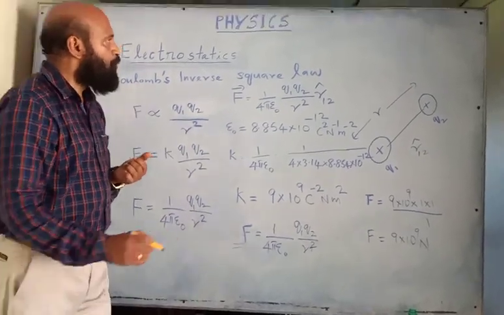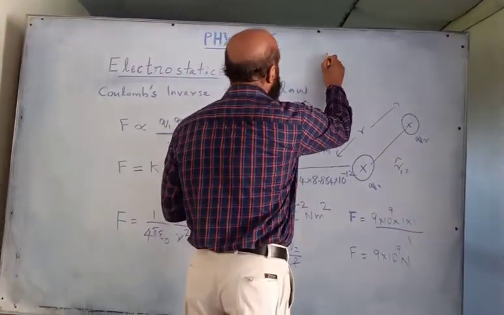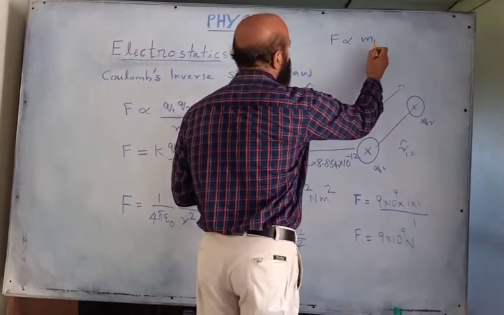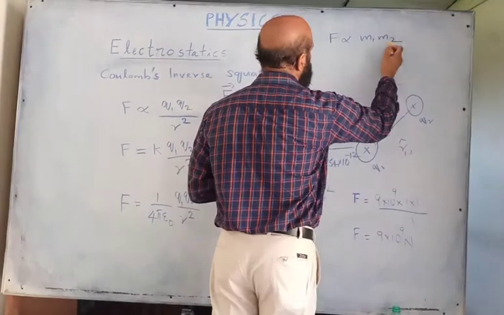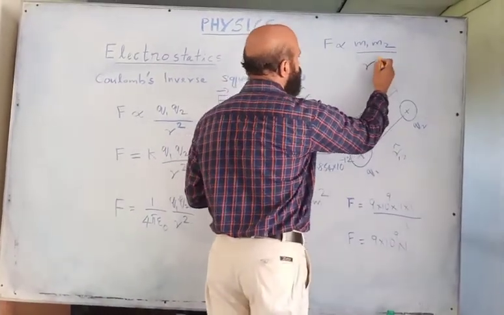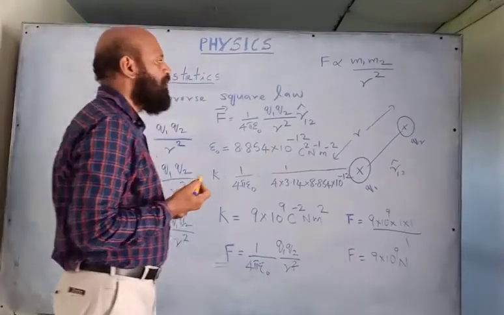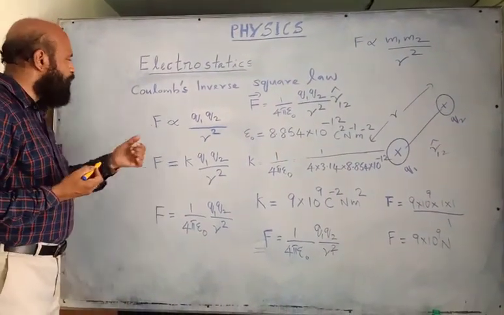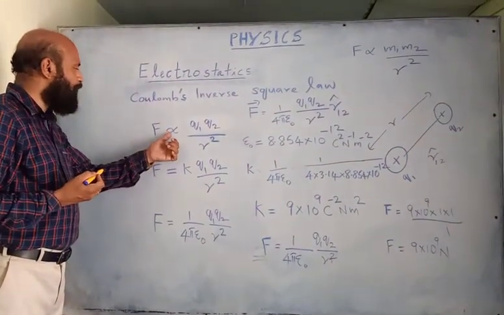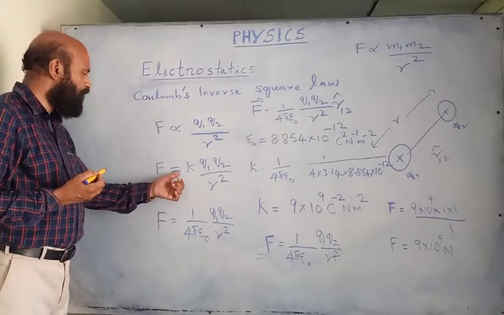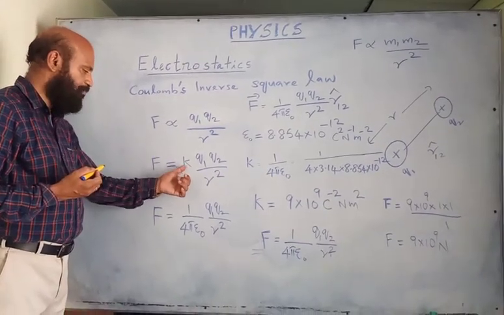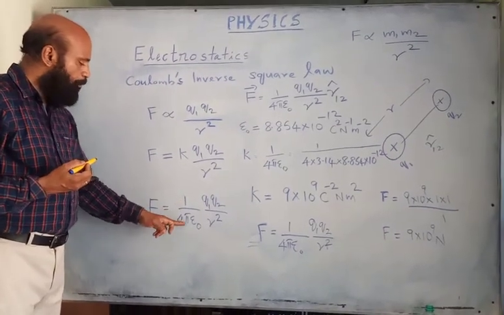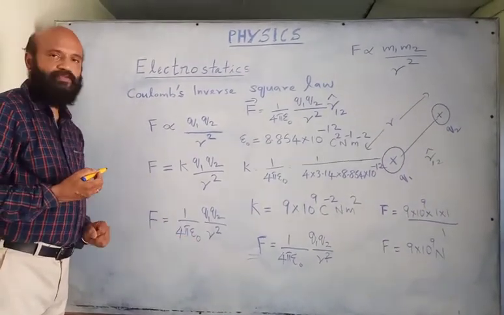Newton's gravitational law: force is directly proportional to the product of the masses and inversely proportional to the square of the distance between the masses. The proportionality sign can be replaced by an equal sign after writing a constant k. The value of k is 1 by 4 pi epsilon 0.